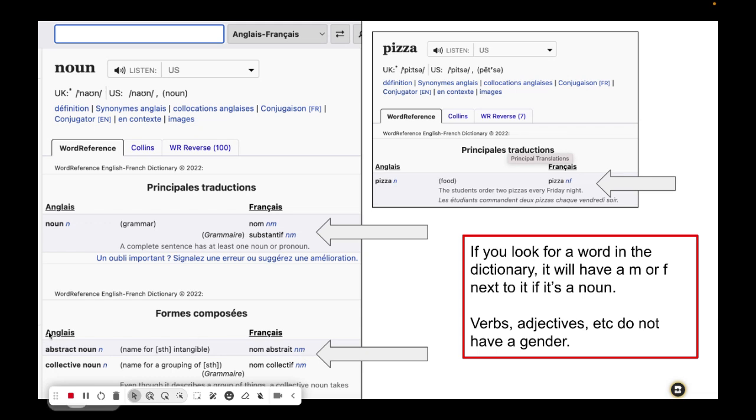But it starts with a vowel. If I want to say the English, I will put the L apostrophe. A second example, pizza. Pizza, if you look over here, it will show you that it is a noun and it is feminine. So we say la pizza, une pizza. So because it is feminine.